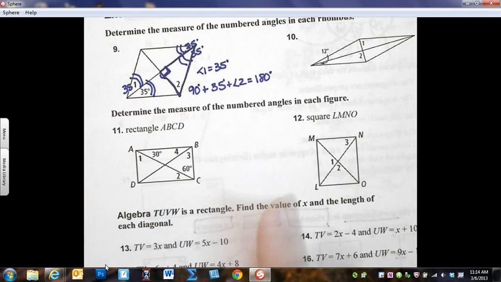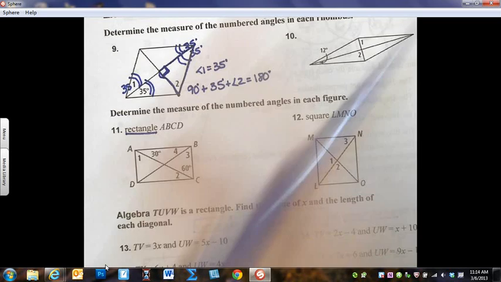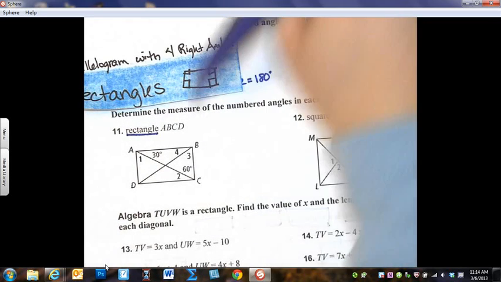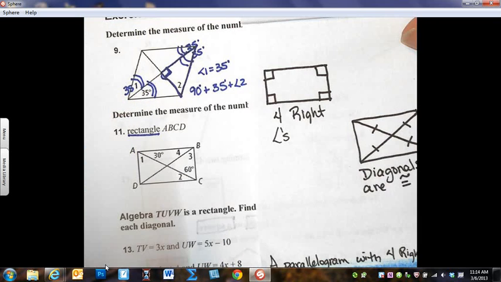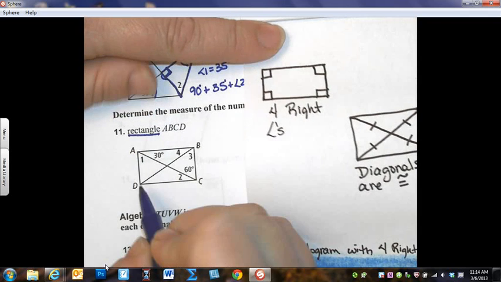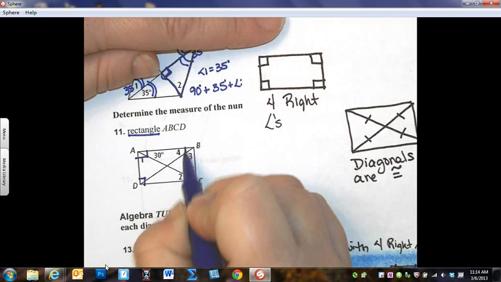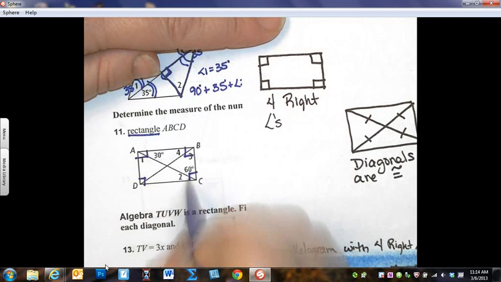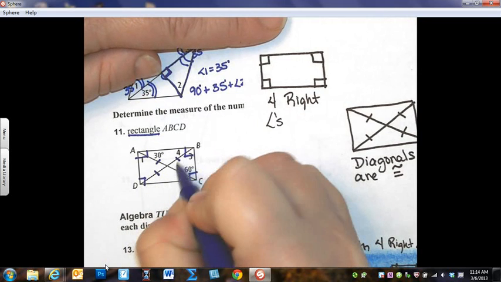This is a rectangle. Automatically, I want to go to my rectangle tab. What do I know about rectangles? I could put all of these marks on my picture. Matter of fact, I'm going to. This is a right angle, this is a right angle, this is a right angle, and this is a right angle. I'm going to put my diagonal marks on there. I know all those diagonals are congruent.